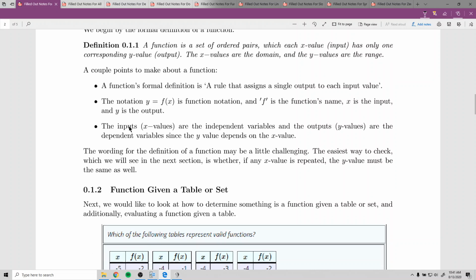And then the last thing I like to add in, because this is important when we do word problems, the inputs, the x values, are the independent variables because you can just plug in whatever you want. And the outputs, or the y values, are the dependent variables. They are the dependent variables because they depend on the x value. If you plug in x is something, that y value depends on it. So that's how you can remember what's independent and what's dependent.